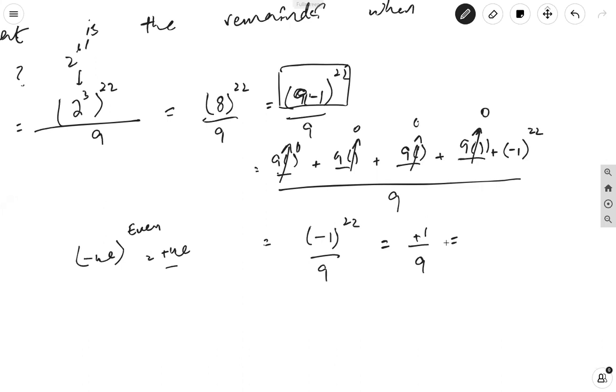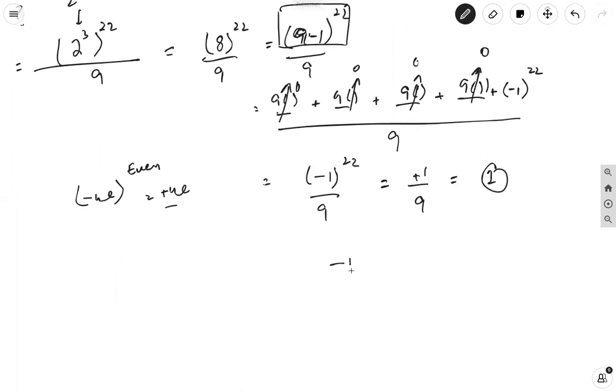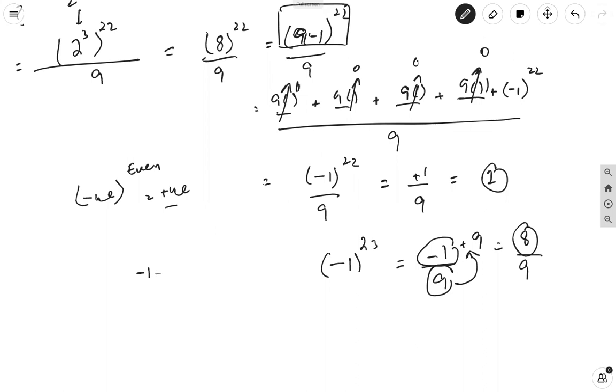So what is the remainder in this case? 1. Right? So there could be a case, for example, where we have negative 1 and the power is, let's suppose, 23. So the result will be minus 1 over 9. What will we do now? This is the concept of the negative remainder. We will just add the divisor to the dividend. The divisor is 9, so minus 1 plus 9 came out to be 8 over 9. So our remainder is 8 in that case. So whenever we have a negative value, just add the divisor to that.